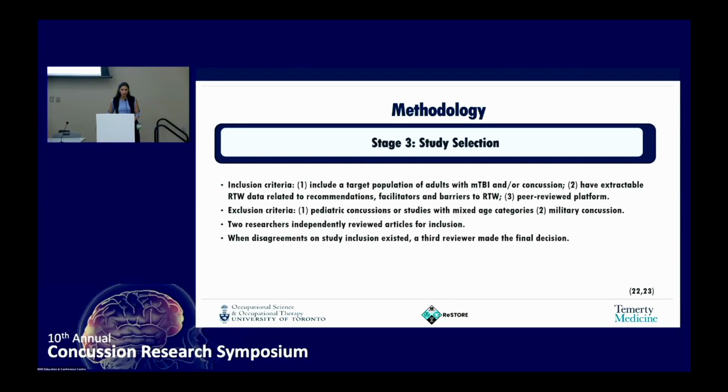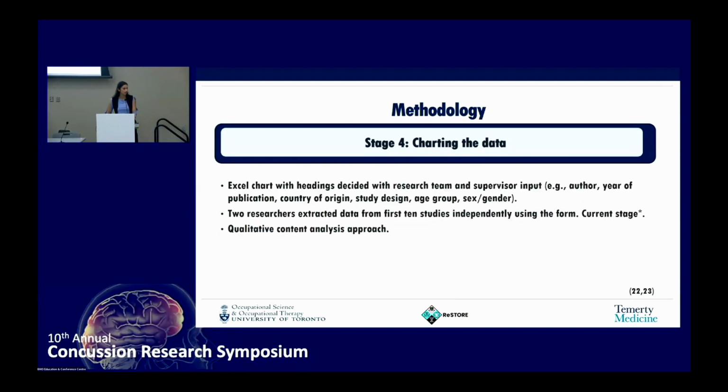Stage 3 was study selection using the following inclusion and exclusion criteria. We had 2 researchers involved in conducting level 1 and level 2 screens, and a third involved if there were any conflicts. Stage 4 is where we're currently at. We're charting the data. We've created an Excel form in order to chart the data with the input of my supervisor. And 2 researchers have been involved in extracting data from 10 articles independently, and we'll continue with the remaining articles as we go. And we're using a qualitative content analysis approach.